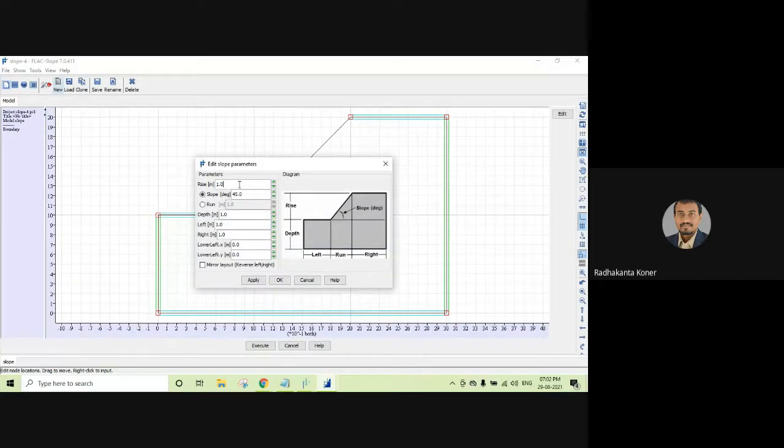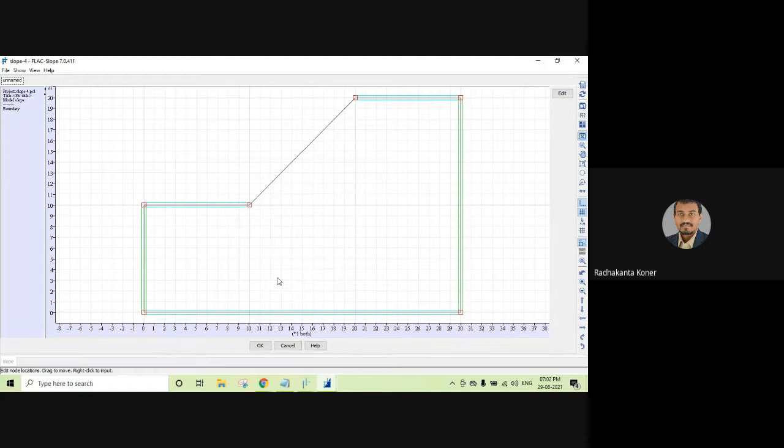So they will ask for a dimension. Suppose I want to select the height of a bench of a slope as 10 meters. So 10 meters. The angle of the slope is 45 degrees. Okay, no problem. So depth: how much depth you want to take? 10 meters. Left side 10 meters, on the right 10 meters. So on the left the coordinate is 0, 0. Okay, done. So the leftmost coordinate is 0, 0 and 10 like that it is advanced.